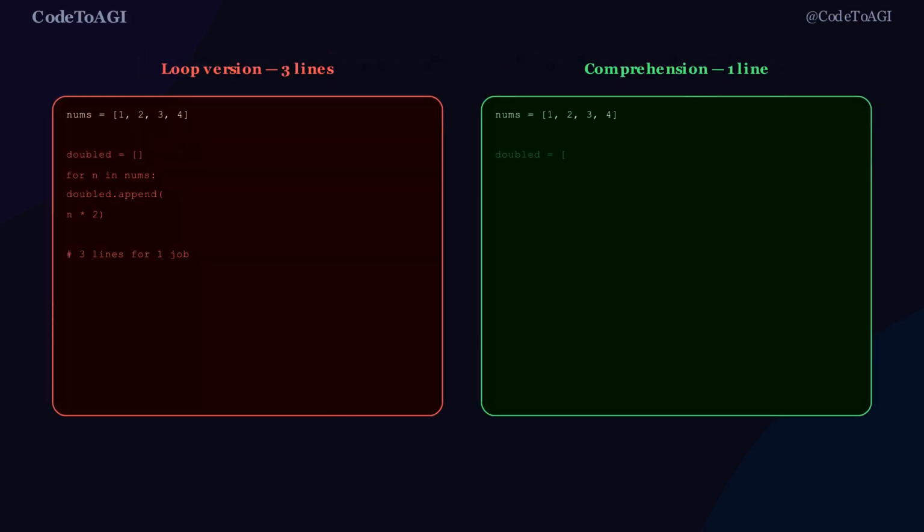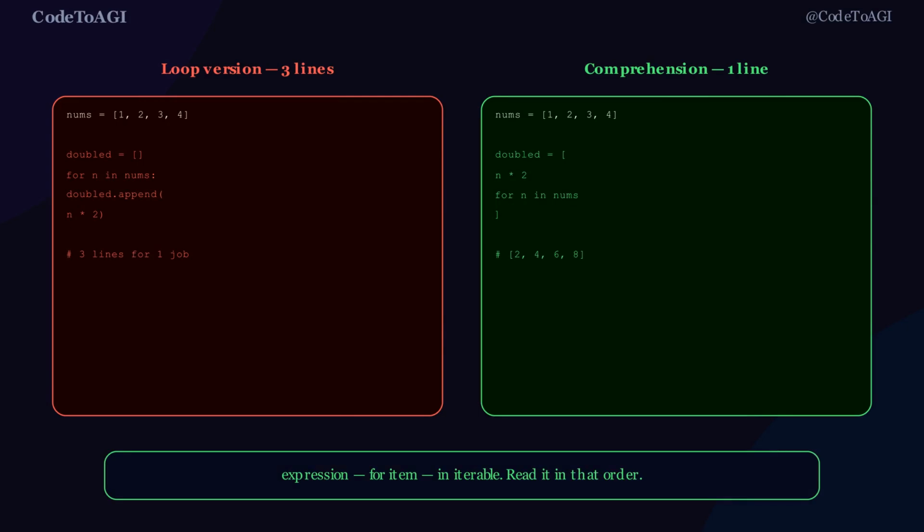Here's the loop version. Empty list, loop through nums, append n times 2. 3 lines. Now the comprehension. N times 2 for n in nums. Inside square brackets. 1 line. Read it left to right like English. N times 2 for every n in nums. That reading order is the whole trick.